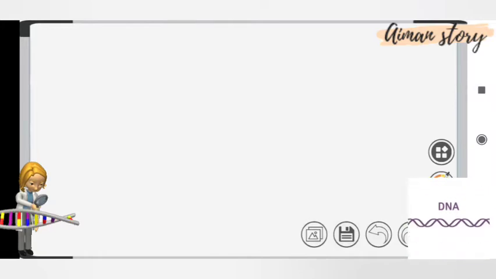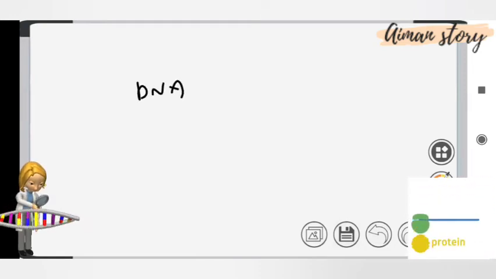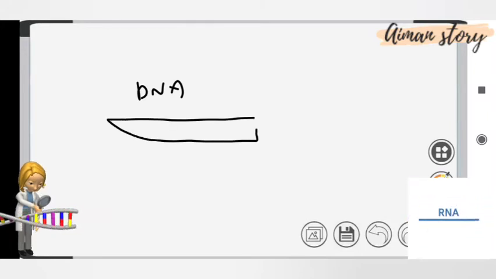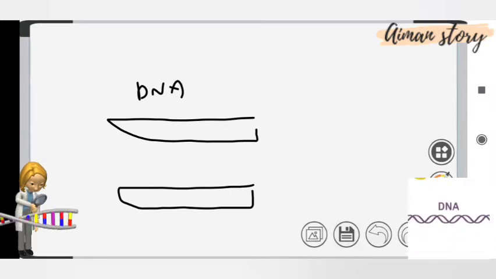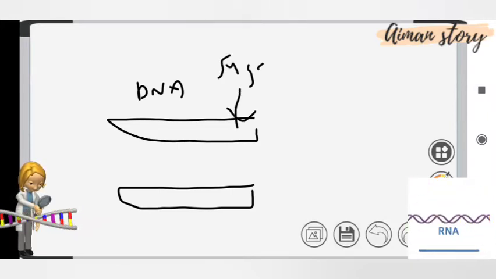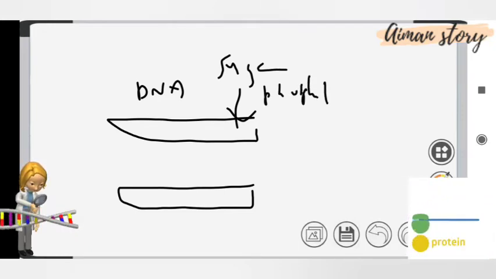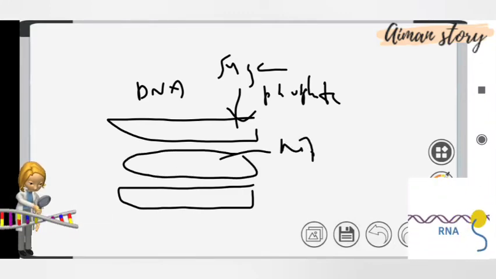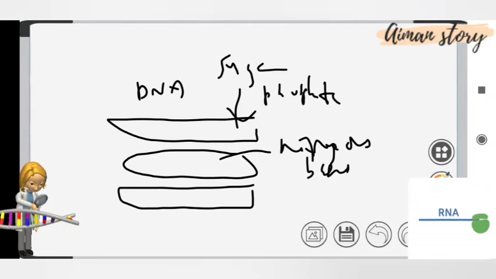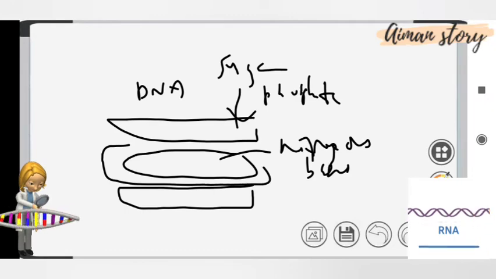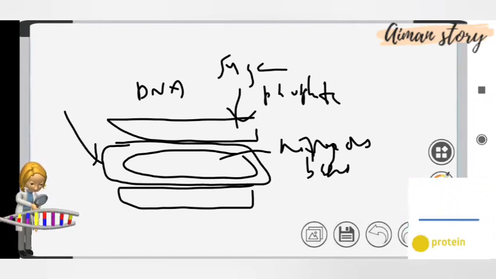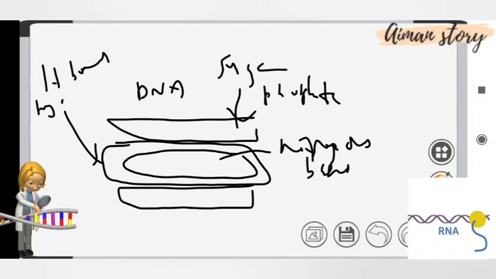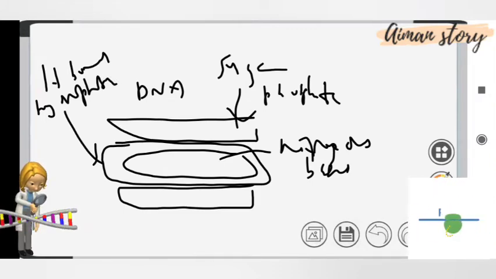Other than that, we can see the structure of DNA in a general explanation. This is the external part and this is also the external part of the DNA structure, because we have the sugar molecule and also phosphate. In the inner structure, we have the nitrogenous bases. The interaction within the nitrogenous bases is normally influenced by hydrogen bonds, hydrophobic interaction, and also van der Waals interaction.